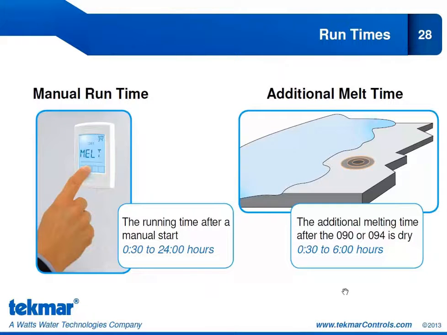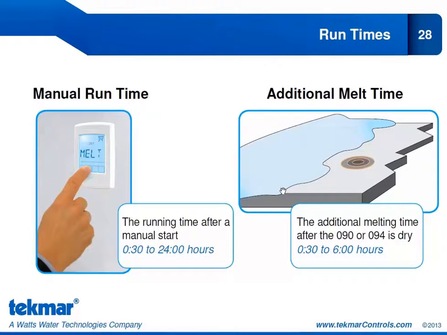You will also input your additional melt time here, and that's if you're using a 090 or 094. So the additional melt time is the time the melt cycle will continue to run after the sensor is dry. So in the image we've shown here, you can see there is no snow on the sensor. The sensor is dry at this point. However, there is still some snow on the slab.